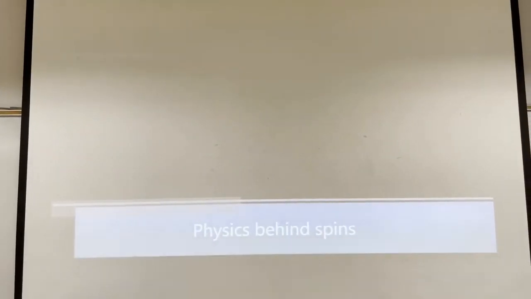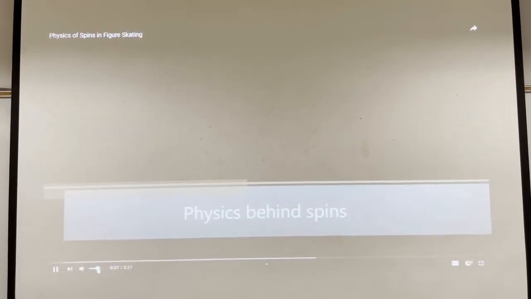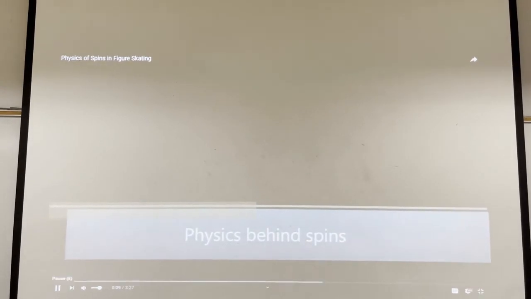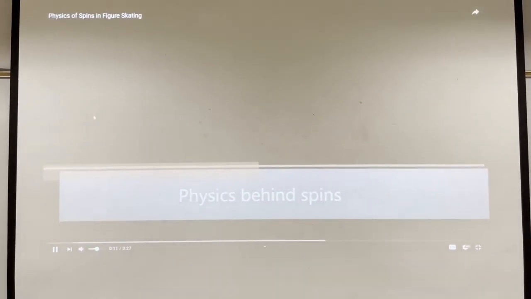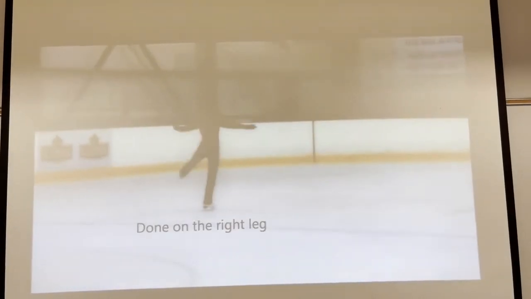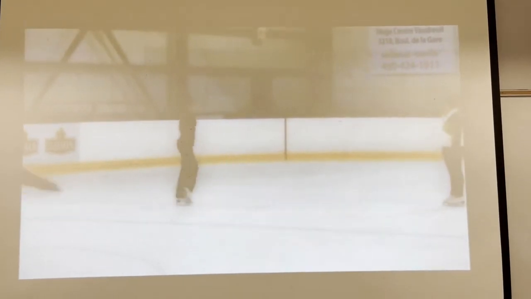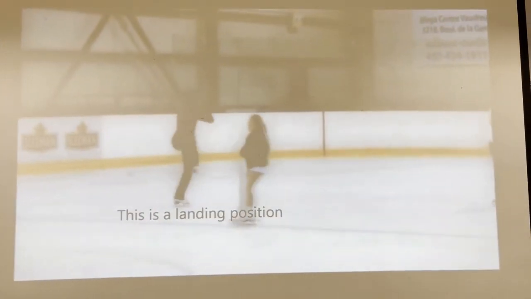Hey there. This video will be explaining the physics behind spins in figure skating. If you have not yet seen my physics in figure skating jumps video, please see that one before this one, since there are some concepts that I will be reusing in here. Here is a backspin. A backspin is done on the right leg if you are right-handed, and the rotation is counterclockwise. Spins generally finish in a landing position, just like in jumps. Let's begin with how a spin starts.